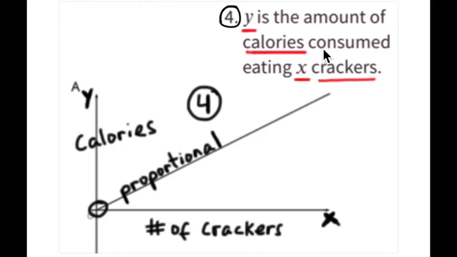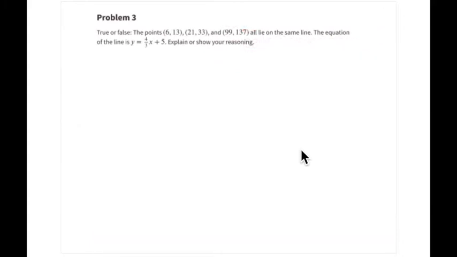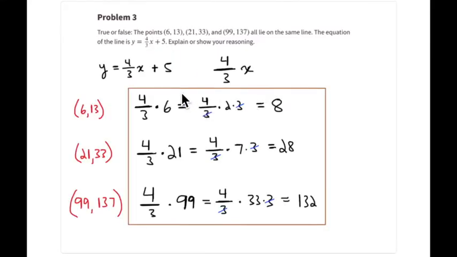So this is problem number 2. This is problem number 3. You're supposed to figure out whether or not these 3 points all lie on the same line. And the equation for that line is y equals 4/3 x plus 5. So when I first looked at this, I wanted to know if when I multiply 4/3 times the x coordinate, do I get a whole number as an answer? And then all I have to do is add 5.